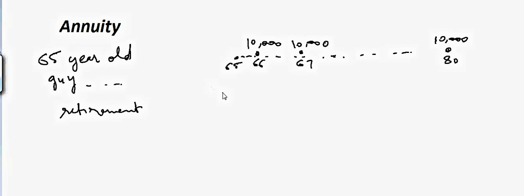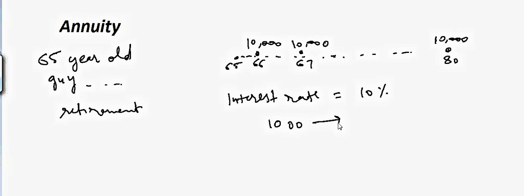First I need to give you an example. Suppose the interest rate is 10%. If you deposit $1,000 into the bank, how much should it be after 1 year? It should be 1,000 plus 10% interest. 10% of 1,000 is $100, so that gives you $1,100. That is your amount after 1 year.